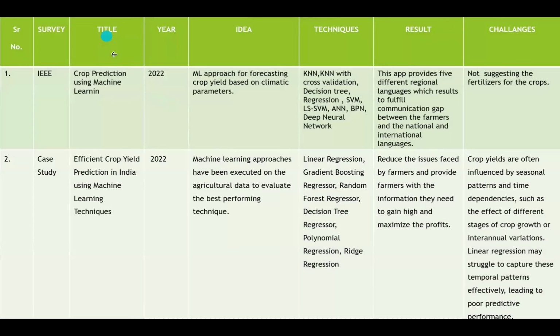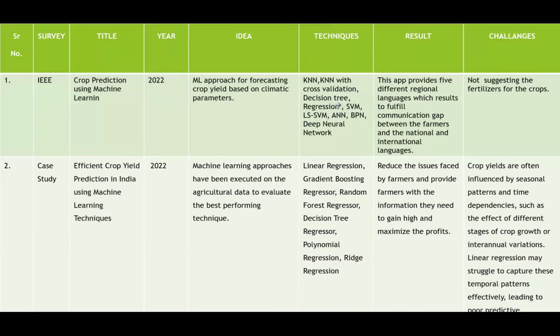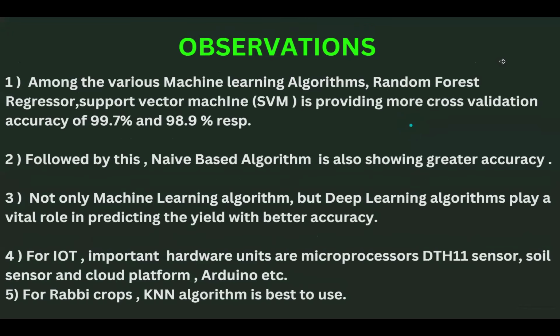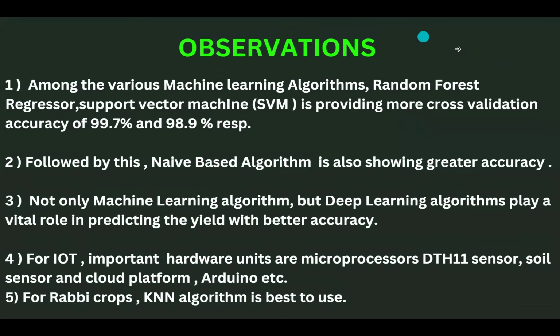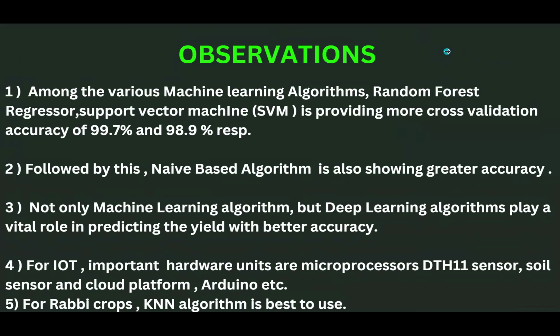We have studied a number of research papers to conclude some points. We studied papers from the last 5 to 6 years from different conferences, such as IEEE. We found some prominent challenges which we have to work on. From all the papers, among algorithms like machine learning and KNN, we found that random forest and support vector machine are giving the highest accuracy, 99% and 91% respectively. Also, Naive Bayes algorithms are showing greater accuracy when implemented in our project.